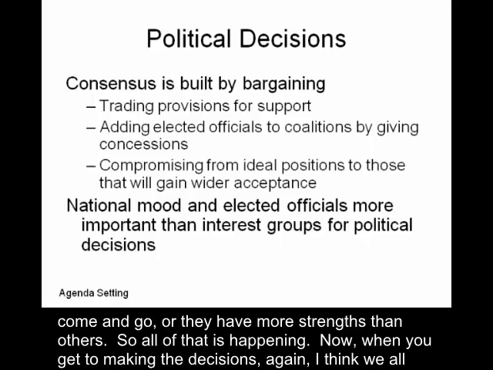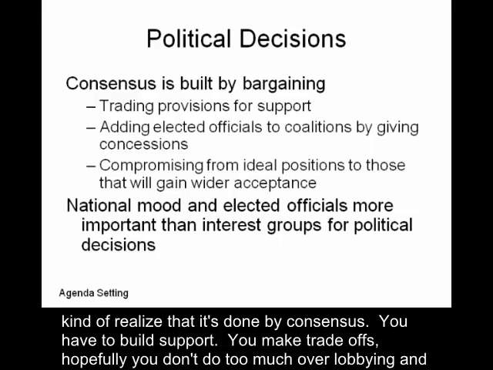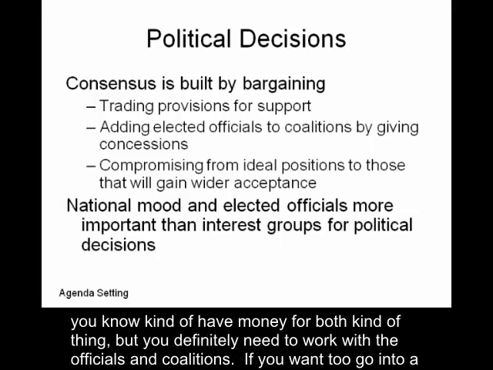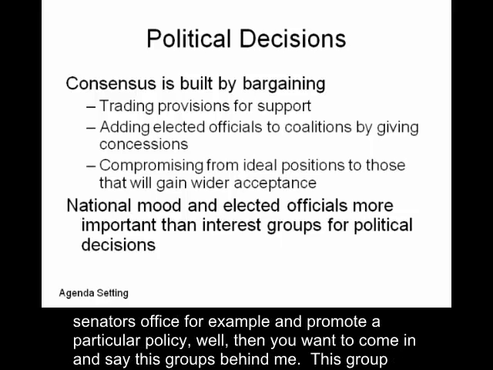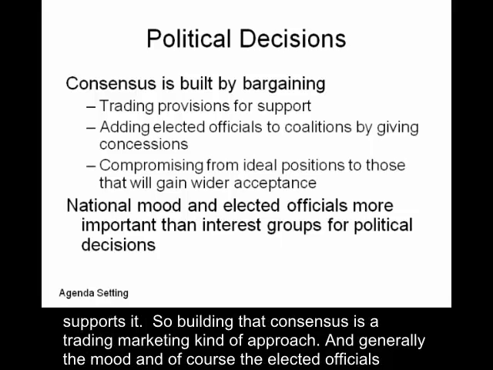Now, when you get to making the decisions, again, I think we all kind of realize that it's done by consensus. You have to build support. You make trade-offs. Hopefully, you don't do too much over-lobbying and kind of have money for votes kind of thing. But you definitely need to work with the officials and coalitions. If you want to go into a senator's office, for example, and promote a particular policy, well, then you want to come in and say, this group's behind me, this group supports it. So building that consensus is a trading, bargaining kind of approach.